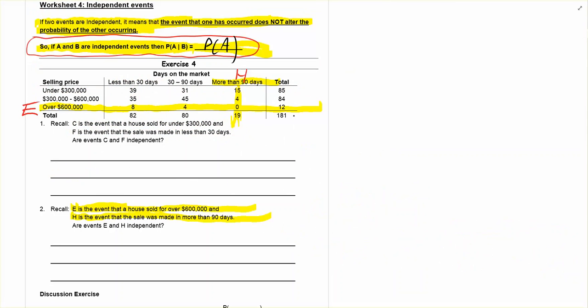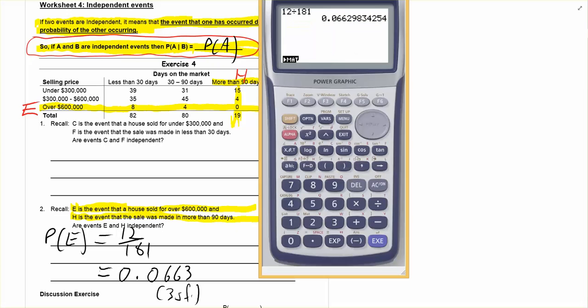So, the events we need to look at. We need to find out the probability of E. Think E for expensive. So, if we pick one of those 181 houses at random, the chance that it's an expensive one is 12 out of 181, or about 6 and a bit percent.